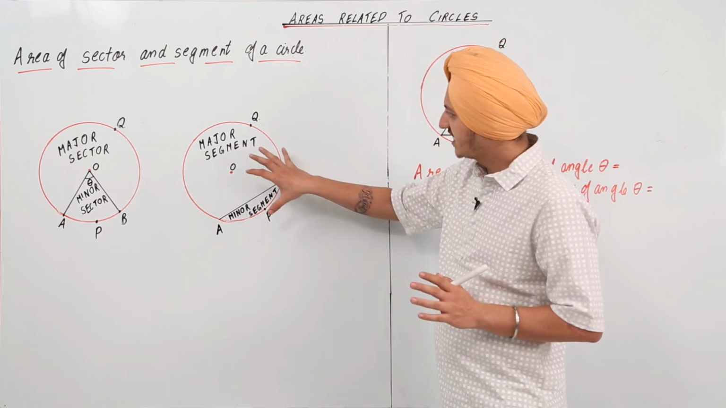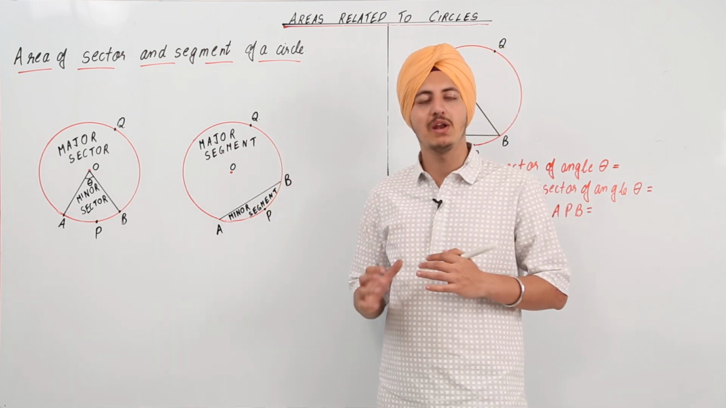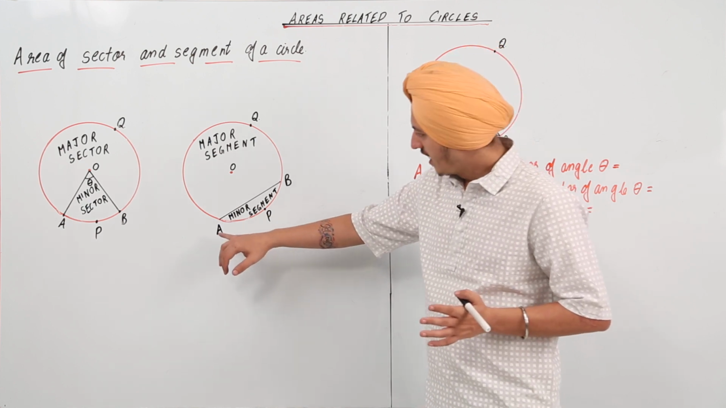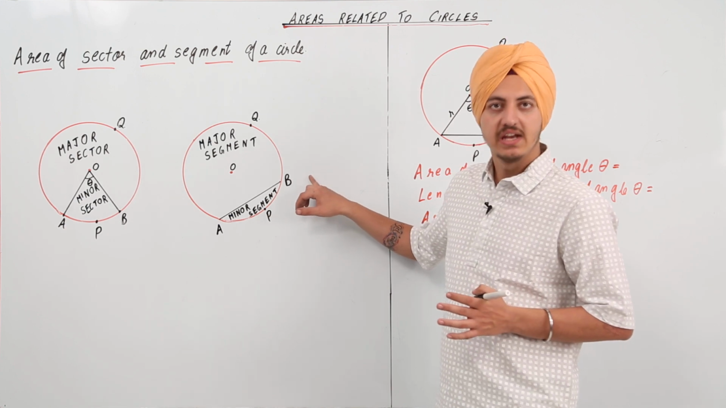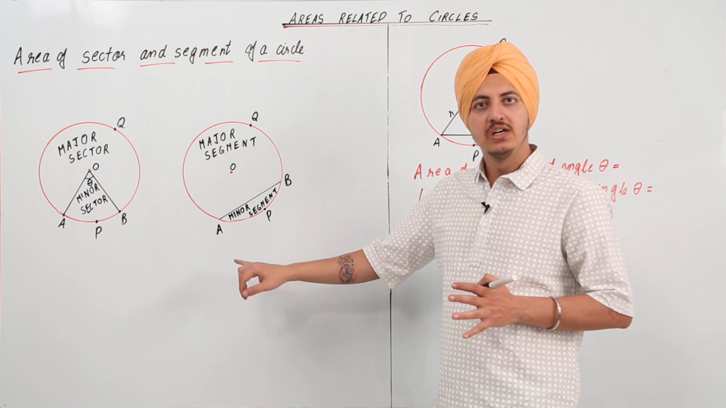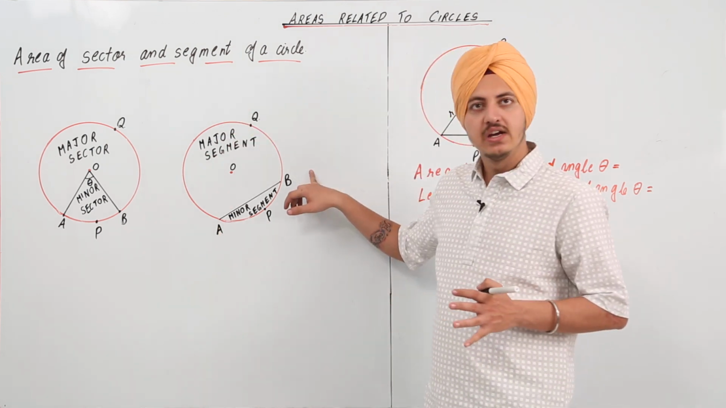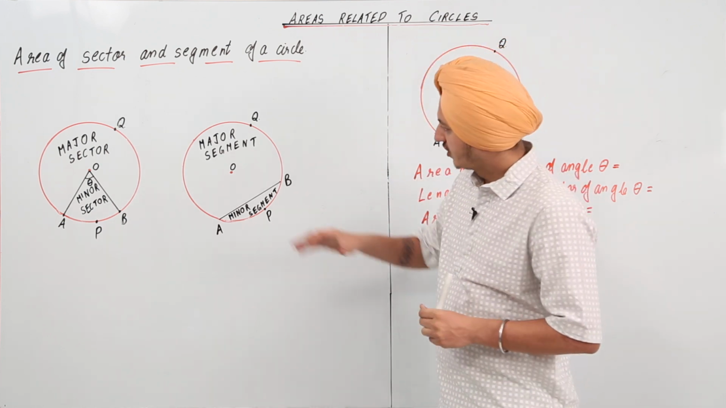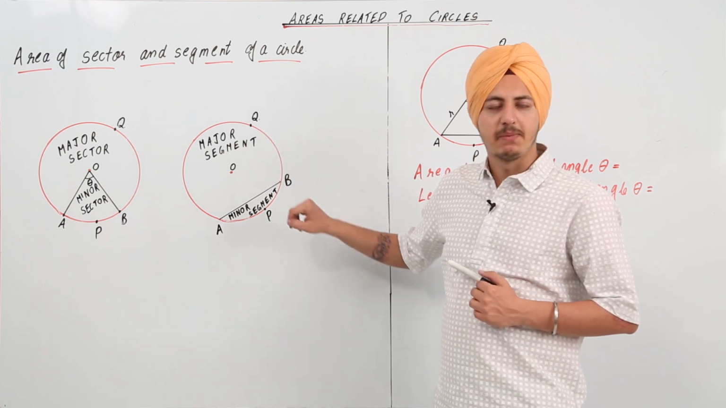Now let's come to the concept of segments. Again, in this figure we have a major segment and a minor segment. Minor segment is the smaller one, major is the bigger one. The smaller segment over here is the area enclosed between APB. Area enclosed between APB is the minor segment and the area enclosed between AQB and back to A is the major segment. So again, the circle is divided into two segments, major segment and the minor segment.